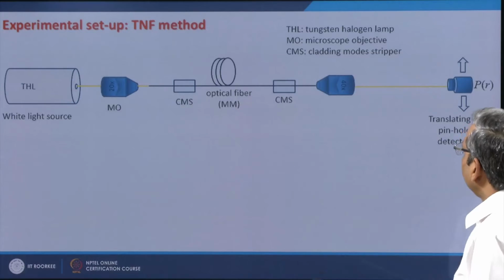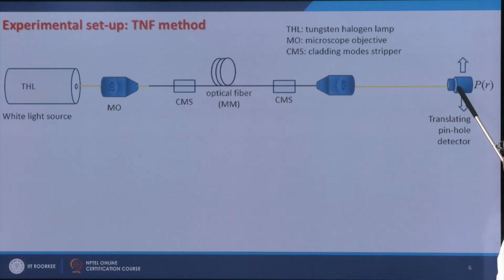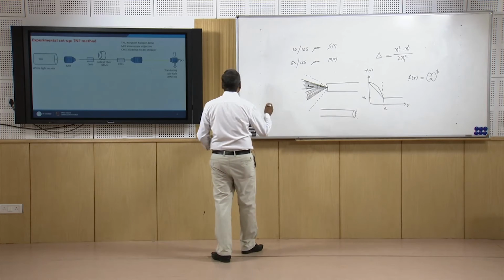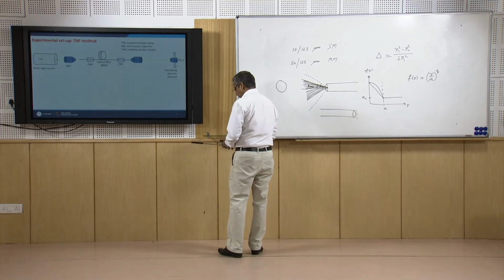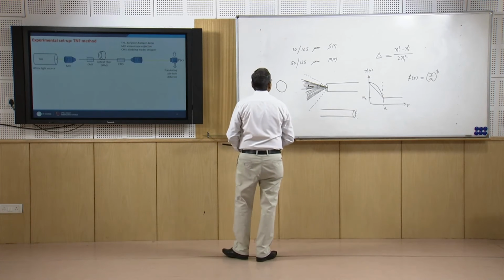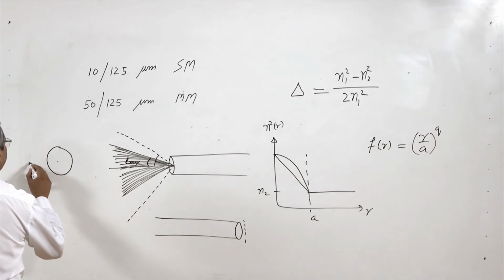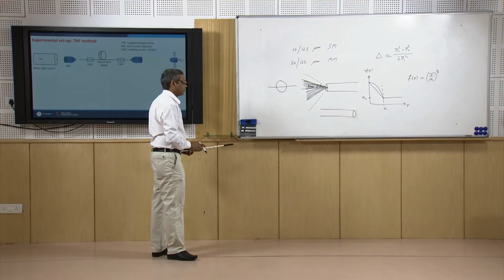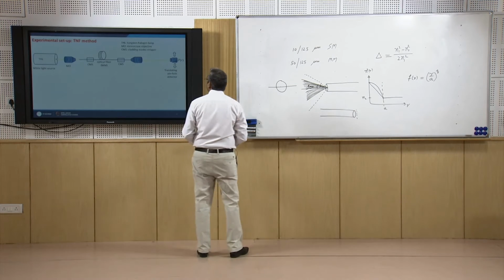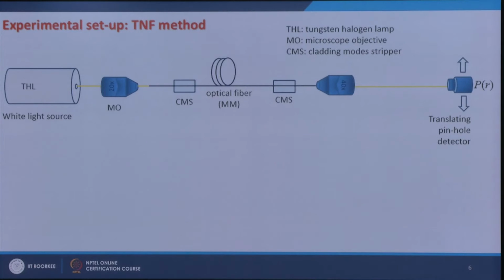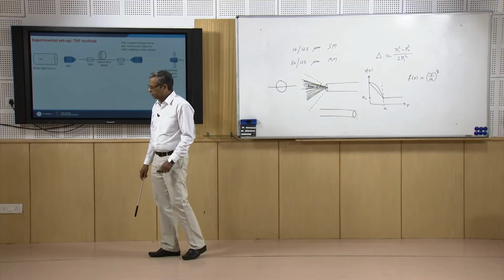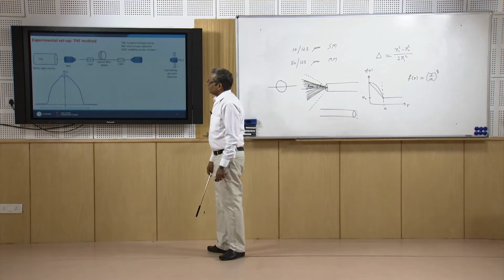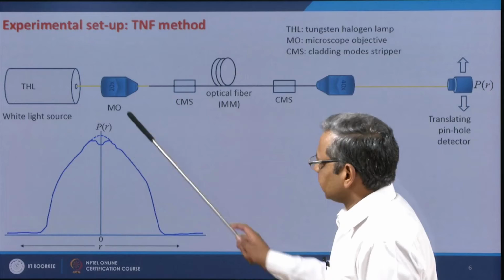So, I capture the near field and I image that near field onto this pinhole detector. So, what I will have is a spot like this, and then with the help of the pinhole detector I scan the intensity across a diameter, which is given by this PR. So, PR is the near field intensity distribution. When I plot it, it comes out like this.